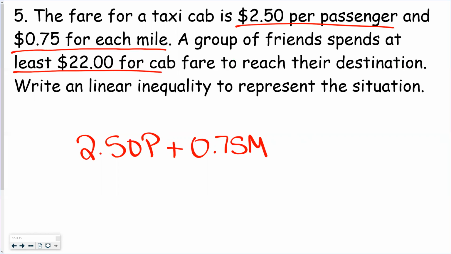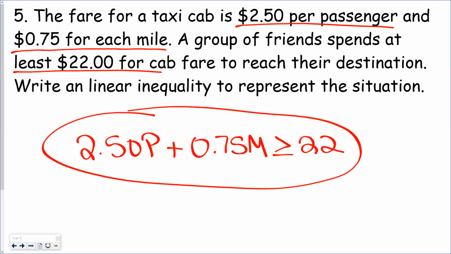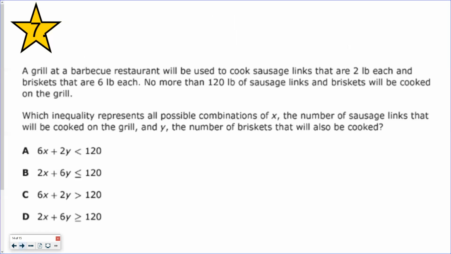So they're spending at least $22. That means they could probably spend more, possibly. So that means that minimum they're spending 22, but they could spend more. All right. Why don't you guys pause the video and see if you can pick which answer choice is correct.